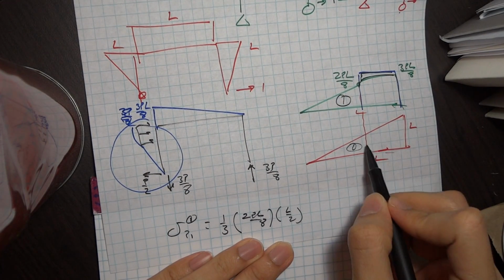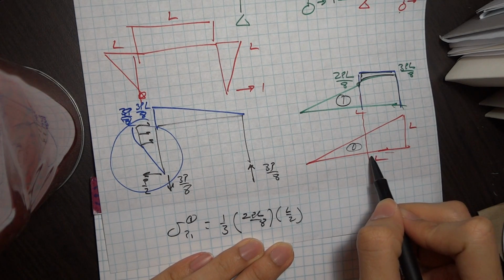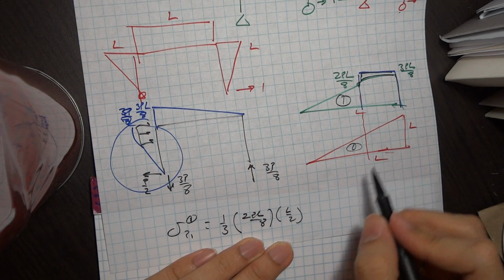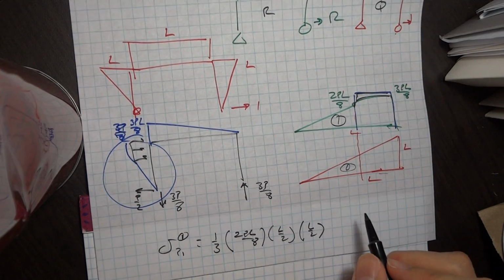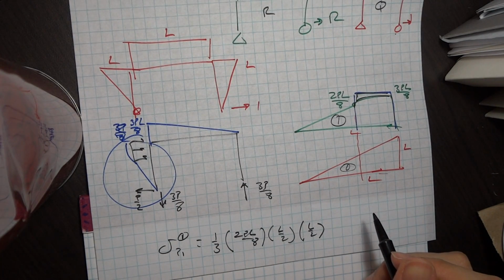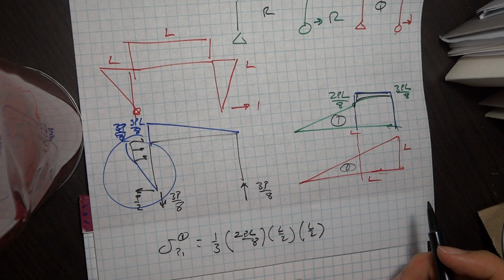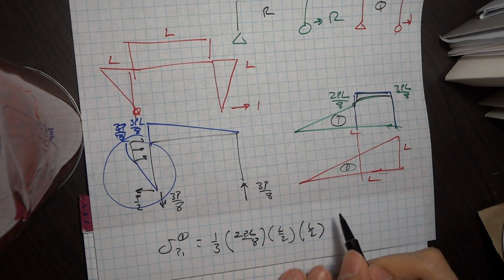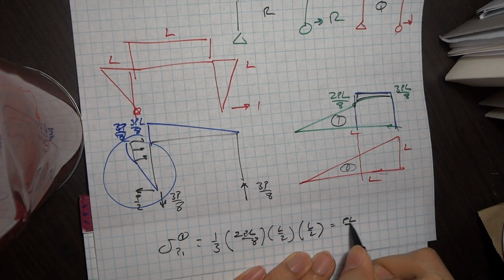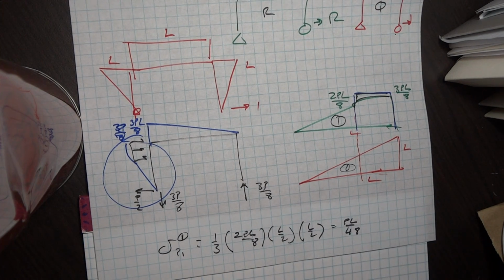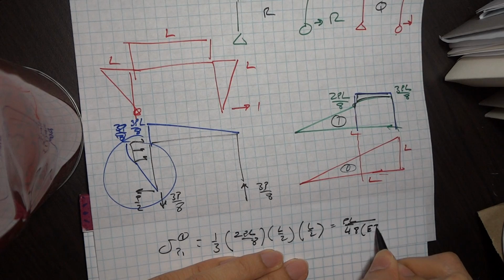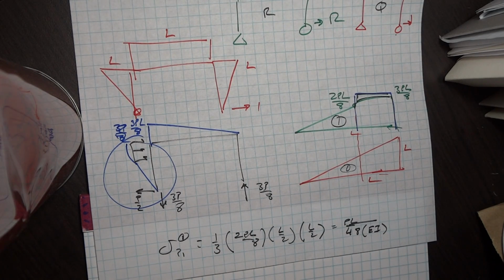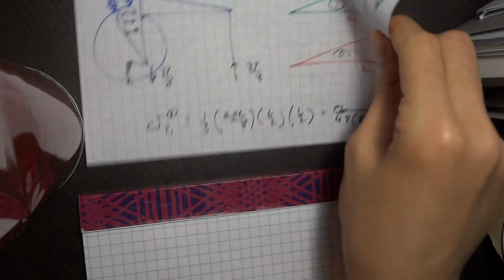This is L on 2. Half the base is going to give me half the height by similar triangles. Total length is L on 2. I should get that this is equal to PL on 48, and I need to add in my EI here. So that's the first part.